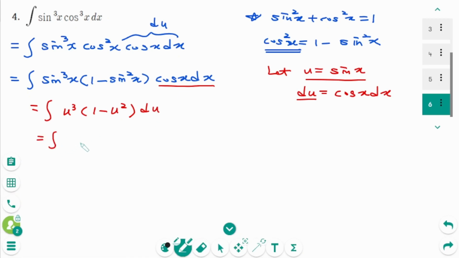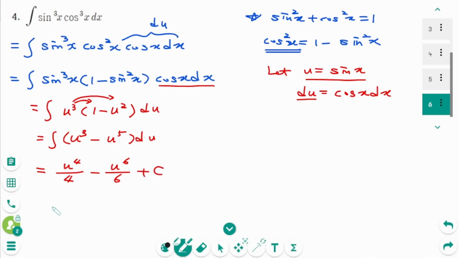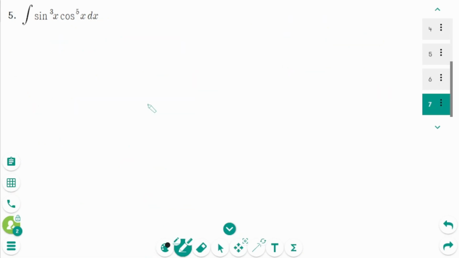And expand, u to the power of 3 minus u to the power of 5 du equals u to the power of 4 over 4 minus u to the power of 6 over 6 plus c. Then u was sine x, then sine to the power of 4 over 4 minus sine to the power of 6 over 6 plus c. This is the last one.